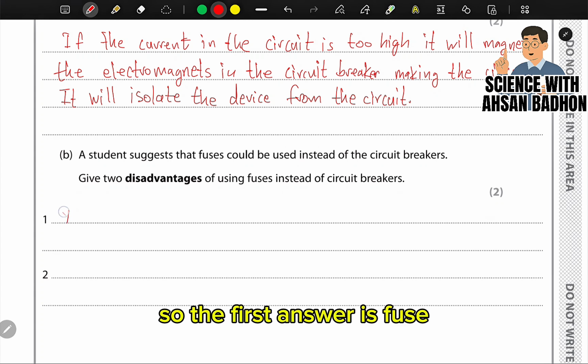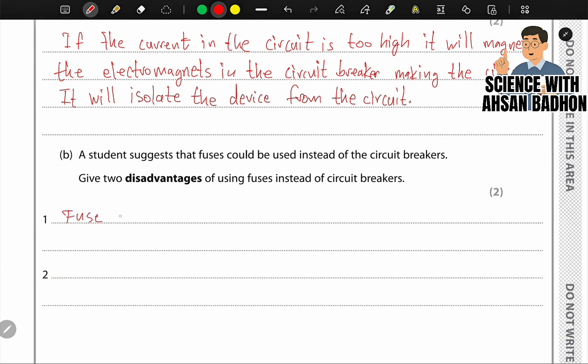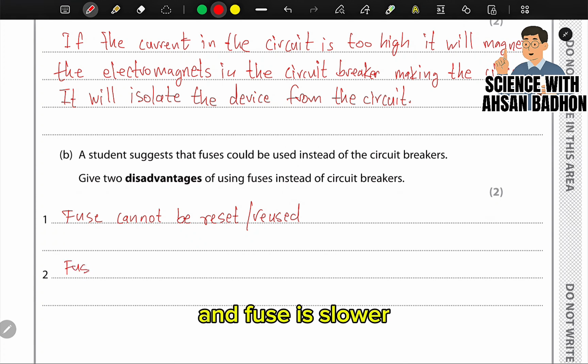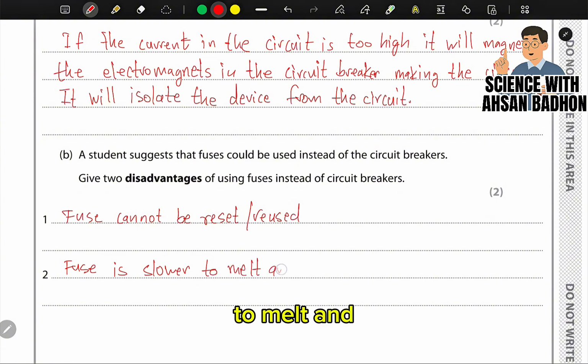The first answer is a fuse cannot be reset or reused, and a fuse is slower to melt and break the circuit.